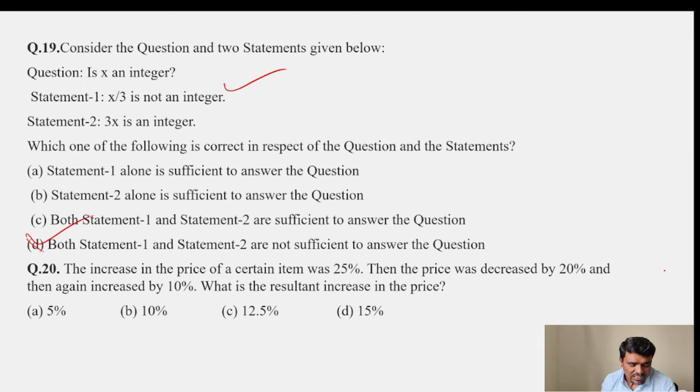Okay, so question number 20. The increase in the price of a certain item was 25%. Then the price was decreased by 20%, and again increased by 10%. What is the resultant increase in the price? This is based on the percentage topic.